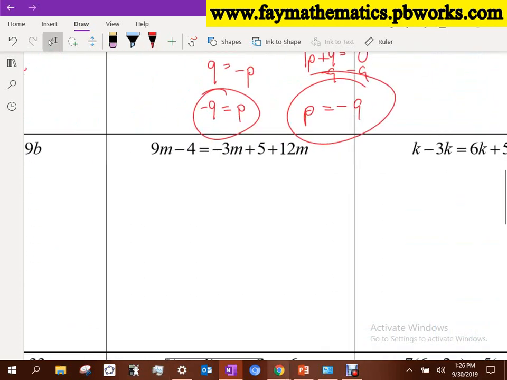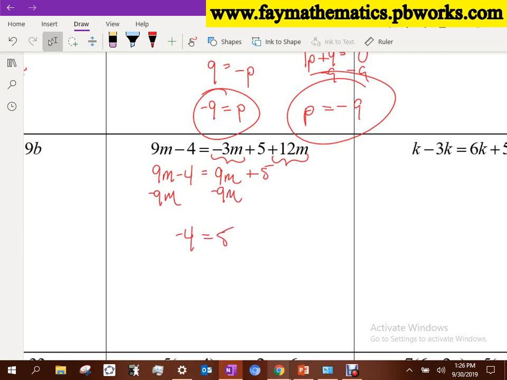Let's do this middle one here in the second row. 9m minus 4, there's no like terms there, right? Would you agree that that and that are like terms? What are you going to add those together to give you? Okay, negative 3m plus 12m is going to merge to 9m, right? And then you got that plus 5 still, correct? What do you want to do next? Okay, subtract 9m. And you're left with negative 4 is equal to 5.